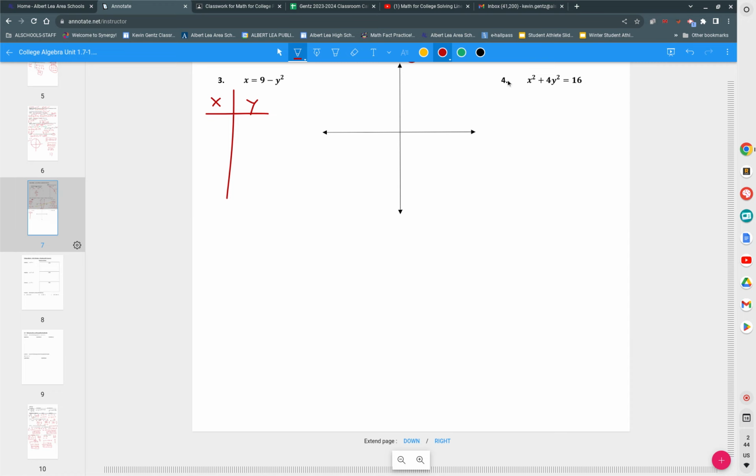It's a great strategy. I'll plug in 0 for y and I'll plug in 0 for x. If we plug in 0 for y, you get x is equal to 9.